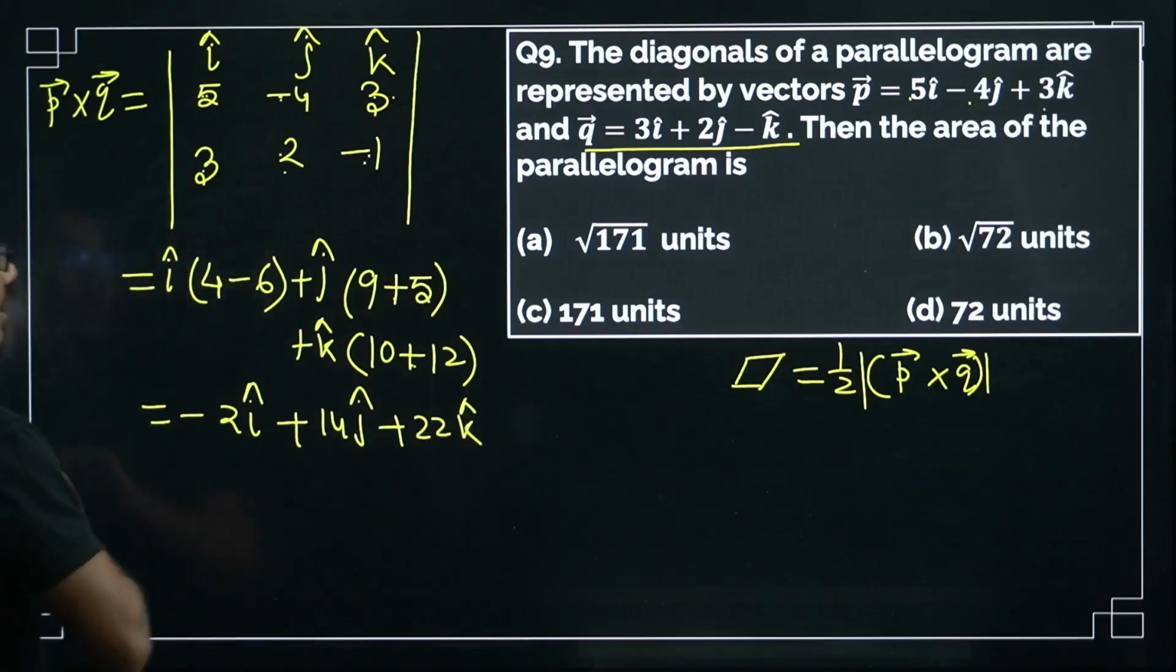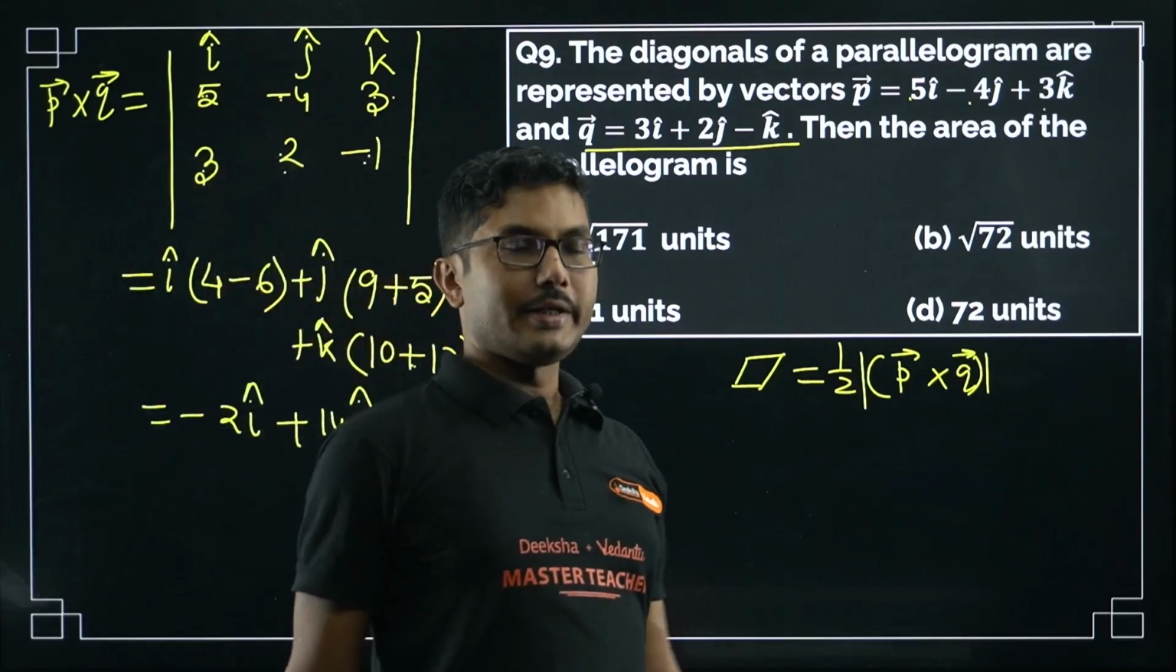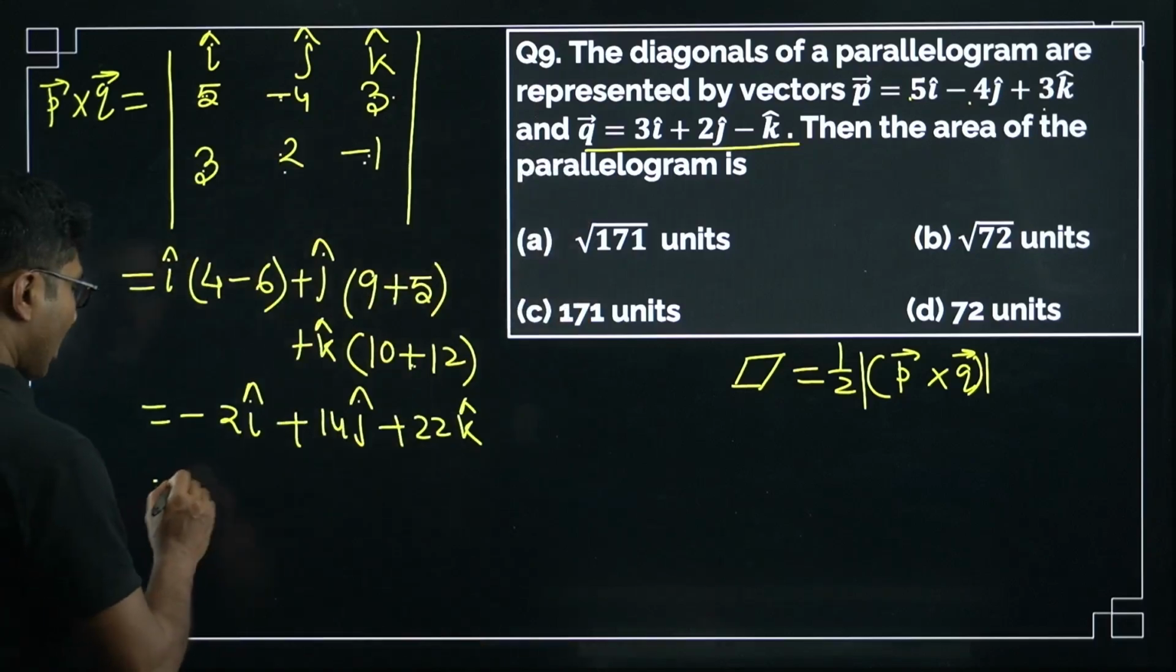Okay, so this is the cross product, right? Now you have to find the magnitude of that. So how to find the magnitude?